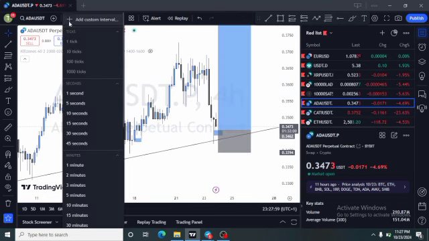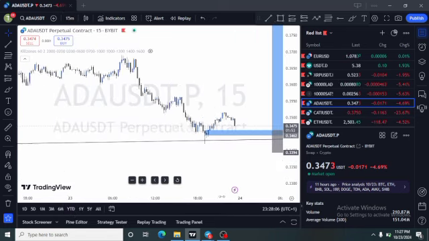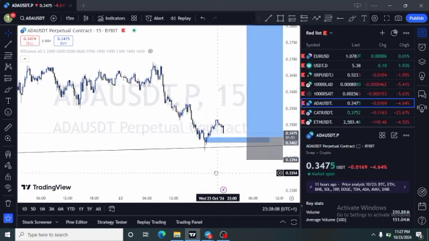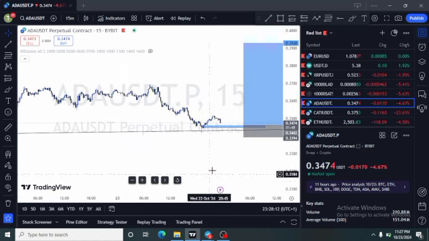Let me go to the 15-minute time frame. In the 15-minute time frame, it basically means that each candle represents 15 minutes of price action. What I mean by price action is price movement. It's not super complex. So now, how to read signals.